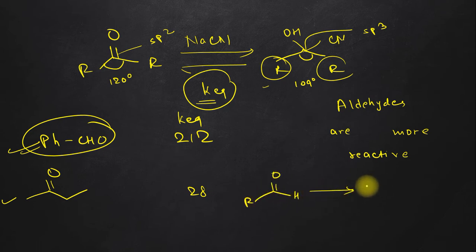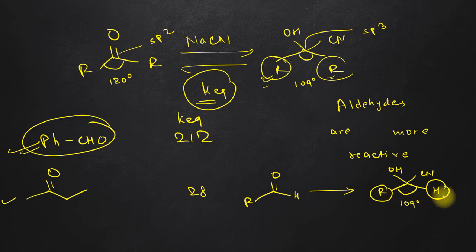Again, if we carry out the reaction of the aldehyde with sodium cyanide, then we are going to get this cyanohydrin. You can see that here the angle is also 109 degrees, but here there is one hydrogen. If the starting material is an aldehyde, then in the product we are going to have a hydrogen, and here the bond angle will be 109 degrees. But here we have the two alkyl groups, whereas here we have one alkyl group and a hydrogen.